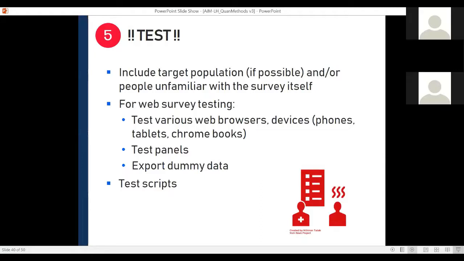So even here within our research center, we'll include other people that don't work on our projects just so that they're not in the weeds on the survey and the language that we're using, so they can really help us make it clear.